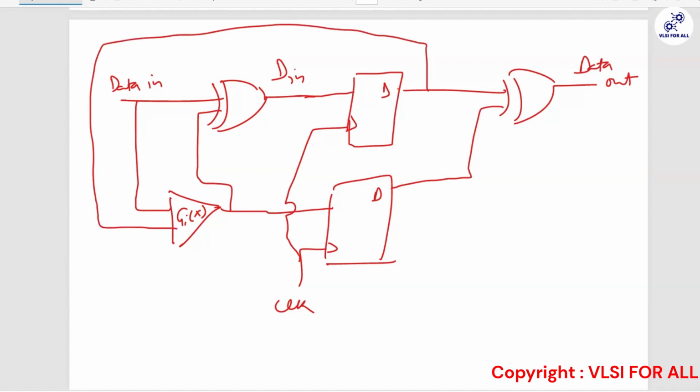So this is the bus encoding technique. Here, this part is the encoder, and this part is the decoder. So that is the bus inversion coding for you.